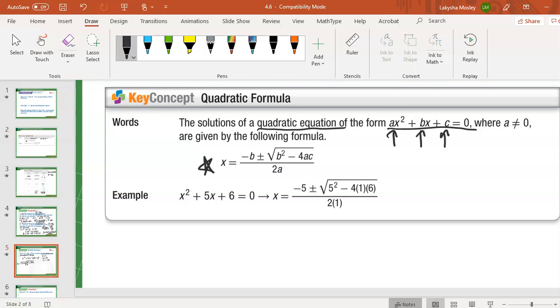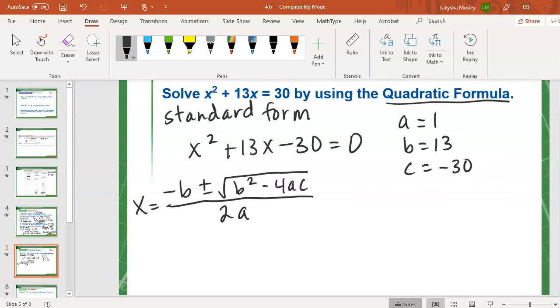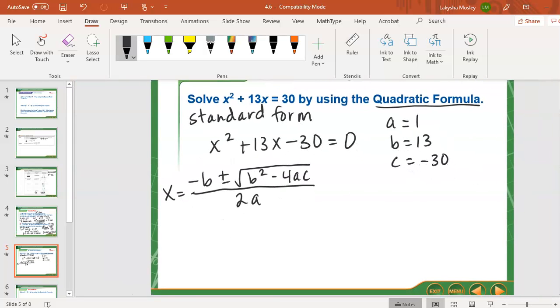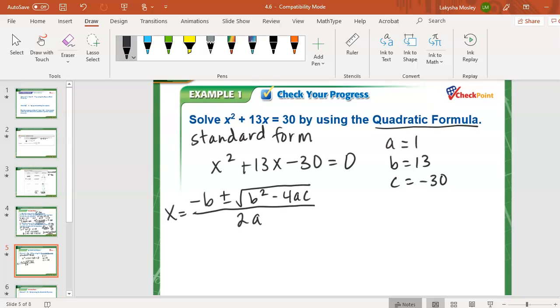I have a lot of people, when they do this, they forget that that 2a gets divided by everything. I have my formula correct, and I'm going to carefully plug in and watch my signs. Okay, very important. Now remember, whenever you have a quadratic, I can't stress it enough, you're thinking that you're going to get two solutions. And so again, that's why that plus minus is there. Okay, so here we go.